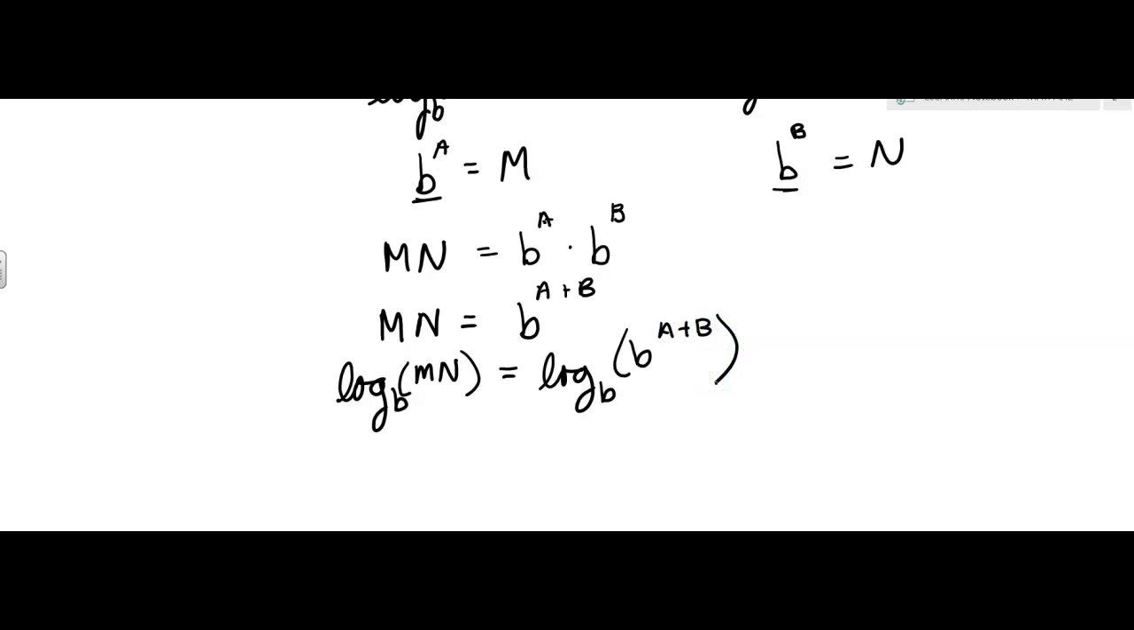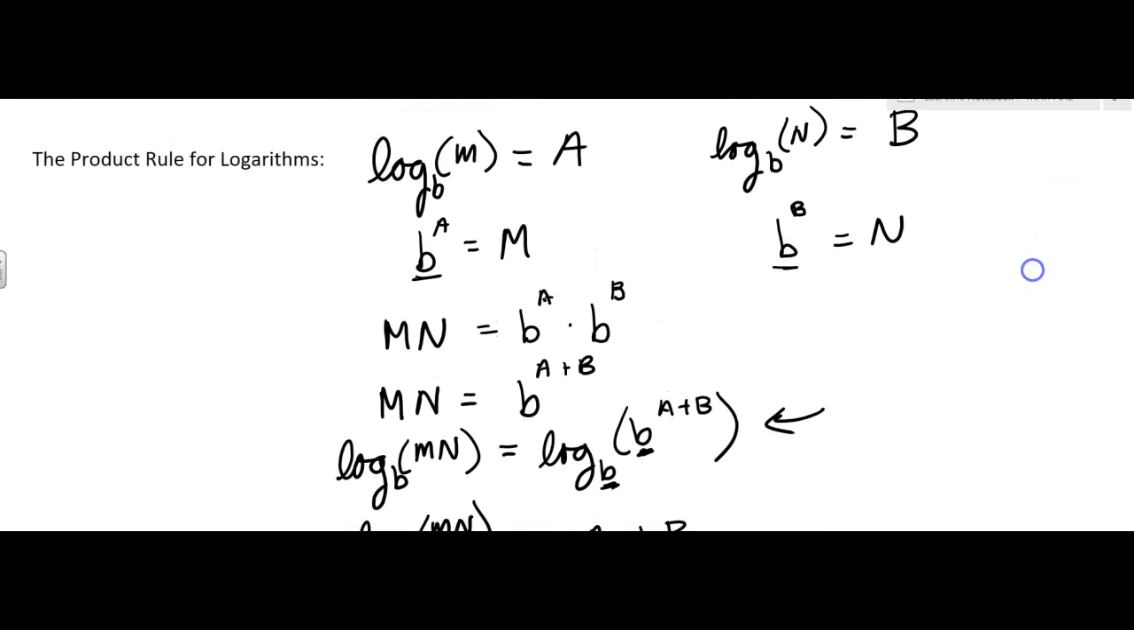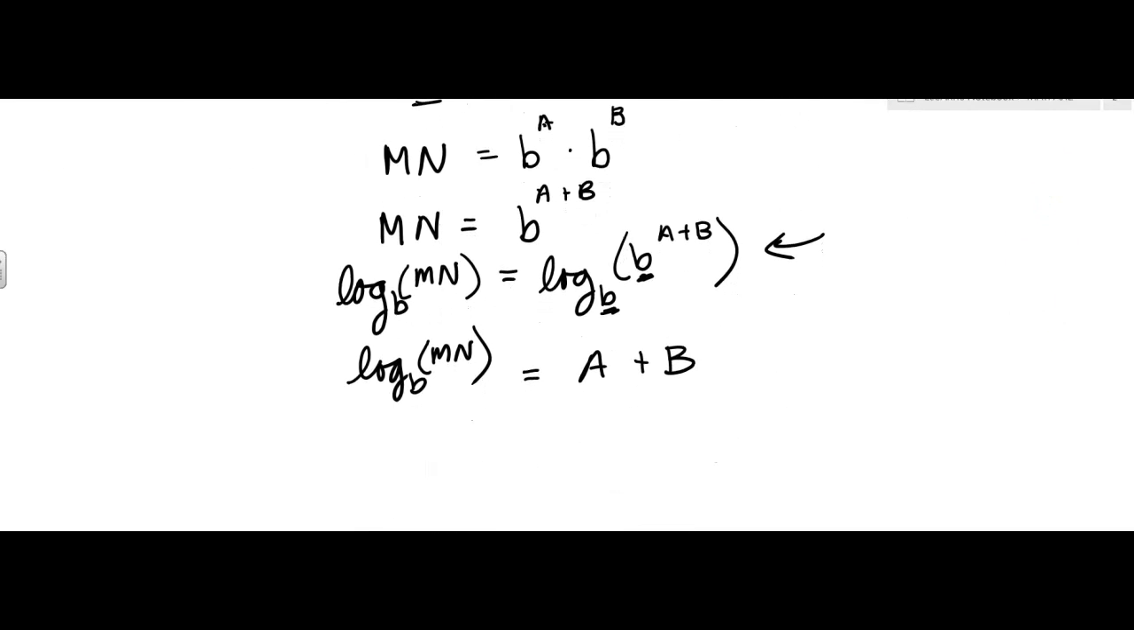Okay, but we just had an inverse property that told us how to deal with the right-hand side there, because the base here is the same as the base here, so that whole thing on the right is just a plus b. Well, we know what a and b are. We set that up at the beginning. You can't see it, but there it is. So a is log base b of m, and b is log base b of n. So now we're gonna fill those in.